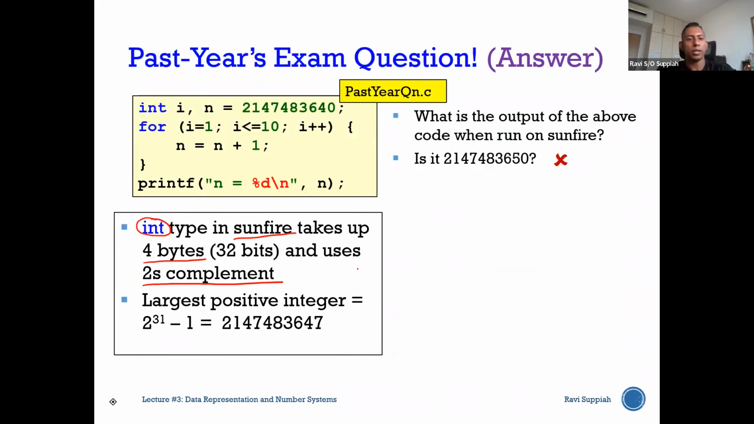Since I use 32 bits for integer in the Sunfire, the largest positive integer is this, 2 to the power of n minus 1 minus 1. So 2 to the power of 32 minus 1, which is 31, minus 1 will give me this.